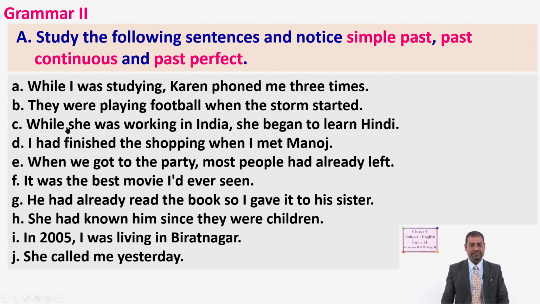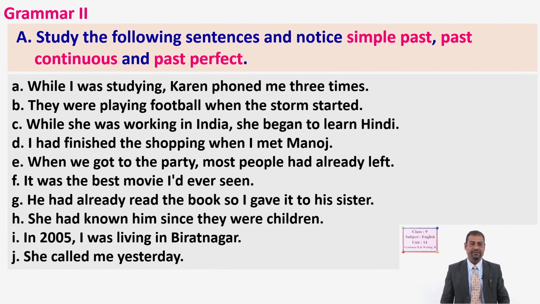Number B, they were playing football when the storm started. Now what tense is used here? They were playing football. What is it? Simple past or past continuous or past perfect? What is it? Tell me once again. Yes, you are right again. Were plus playing, auxiliary verb were, and then we have present participle again. So can you tell me why here is was studying and here is were plus present participle?